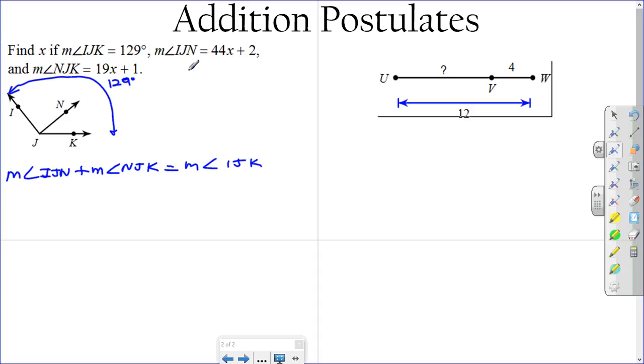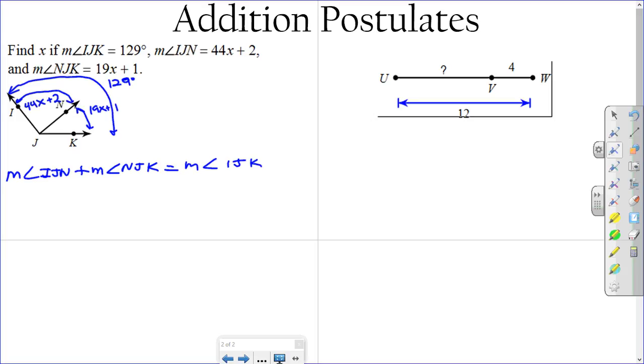Now they told me IJN is 44x plus 2. So the measurement from here all the way over here is 44x plus 2. And the measurement of NJK is 19x plus 1. So this angle right here, the measurement of this angle will be 19x plus 1.